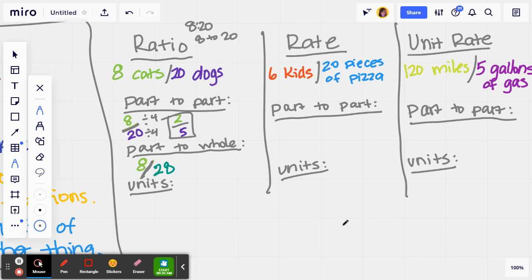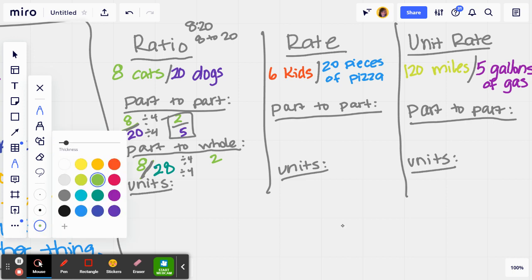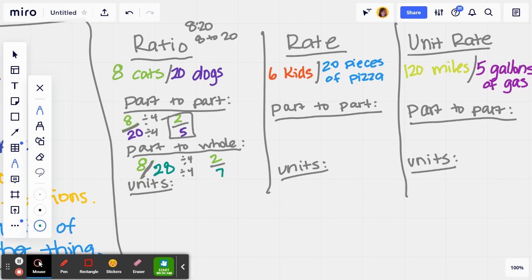Once again, we can divide both of those numbers by 4. 8 divided by 4 is 2, and 28 divided by 4 is 7. So that would be the simplified version of that ratio. I want to remind you that a ratio is when we're comparing two of the same thing. Well, you might say cats and dogs are different. Yes, but the unit is animals, right? We're just counting animals. So the unit here is animals.